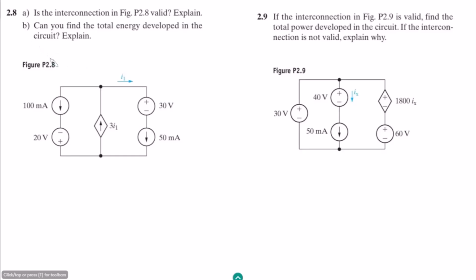Welcome back, guys. So this is question 2.8 and 2.9. Today we are going to solve both of them, as both of them are closely relevant to each other. Let us go through question 2.8 first. According to the statement of this question, is the interconnection in figure P2.8 valid or not? Explain. And part B is, can you find the total energy developed in this circuit? So this is the second part of it. First of all, let us see whether this one is valid or not.